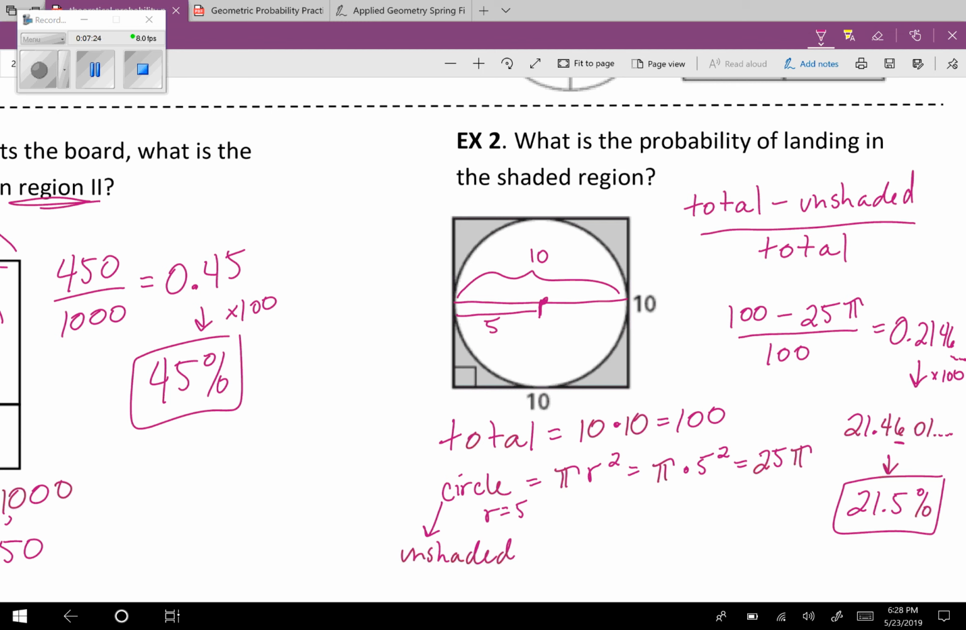For this kind of problem, remember, it's your total minus the unshaded out of the total. And that's the setup that you're going to have to use. So you have to decide what kind of shape you have as the total, what kind of shape you have for the unshaded, and then you've got to subtract and then plug in to this base formula. So we can go ahead and look at the assignment.